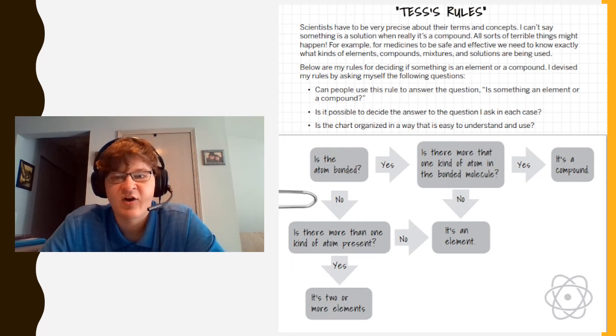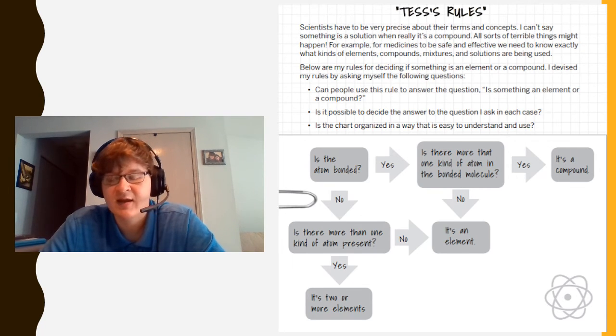So is the element bonded? If yes, is there more than one kind of atom in the bonded molecule? If it's yes, it's a compound. If it's a no and there's only one kind of atom, then it's an element, like our periodic table.